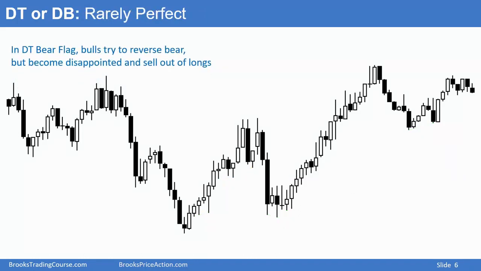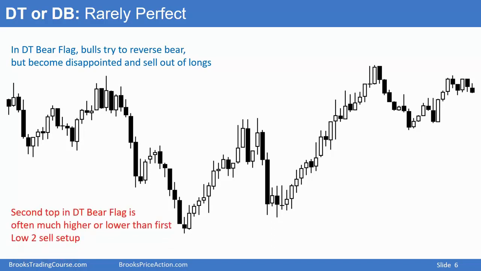In a double top bear flag, the bulls are trying to reverse the market, and they become disappointed and sell out of their longs, and the bear trend resumes. And the bears are confident that the bull trend reversal will fail, and they sell as well. A second top in a double top bear flag is often a lot higher or lower than the first. It's a low probability sell setup.